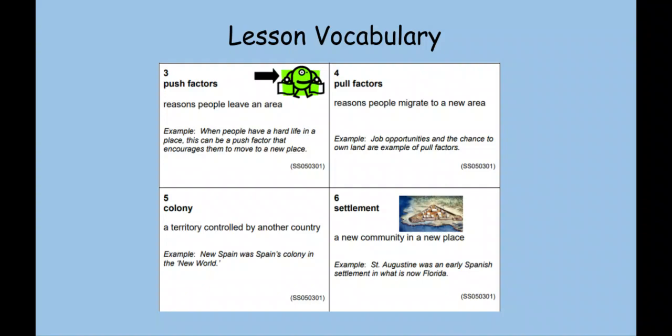A colony is a territory controlled by another country. The European countries claimed areas of land in the Americas as their colonies after the explorers came, moving from a period of exploration to colonization. A settlement is a new community in a new place. As more people moved to live permanently in the Americas, settlements were formed.